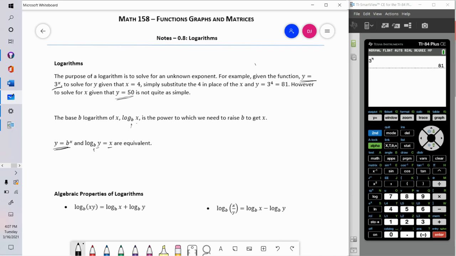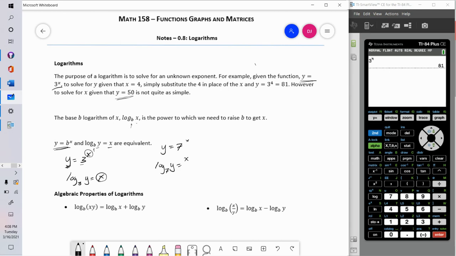The equation we had, y equals 3 to the x. The base of the exponent is 3, therefore the base of the logarithm is 3. Y is what this solution is, so log base 3 of y equals x. And this follows because the purpose of the logarithm is to solve for that exponent. If I have the equation y equals 7 to the x, log base 7 of y is equal to x.